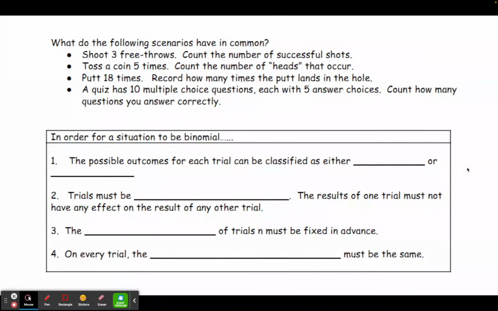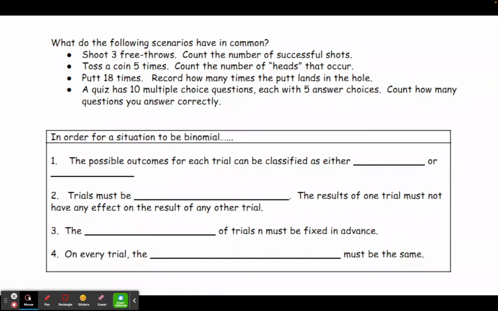All right, so we see that they ended up winning the game. Now, this scenario is very similar to some other ones. For example, if you toss a coin 5 times and you count the number of heads that occur, or if you're putting a ball 18 times and you record the number of times that the putt lands in the hole, or if you're taking a quiz that has 10 multiple choice questions, each with 5 answer choices, and you want to count the number of questions that you have correctly. In all of those cases, we have kind of 4 things that are happening. And when those 4 things happen, we consider this to be a binomial situation.